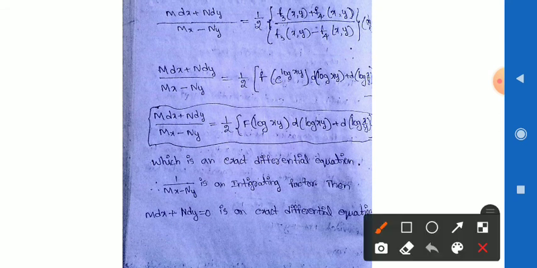By multiplying, we get M dx plus N dy by Mx minus Ny, which is an exact differential equation. Therefore we get 1 by Mx minus Ny is an integrating factor. The given differential equation which is not in the exact form, by multiplying with 1 by Mx minus Ny we get the exact form. So what we multiplied, 1 by Mx minus Ny, is the integrating factor.